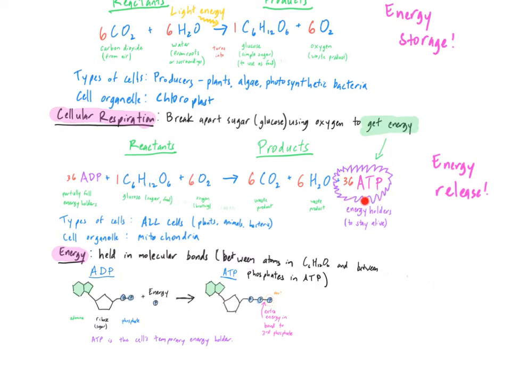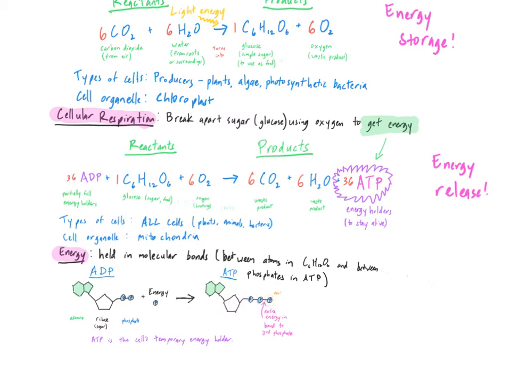And the energy is held in this molecule called ATP, adenosine triphosphate, and that's an energy holder. So it holds the energy so that I can use it in my cells to stay alive. I start with 36 ADP molecules, which are like partially full energy holders. Those are adenosine diphosphates, di meaning 2, it has 2 of the phosphates, and then it turns into ATP, adenosine triphosphates.